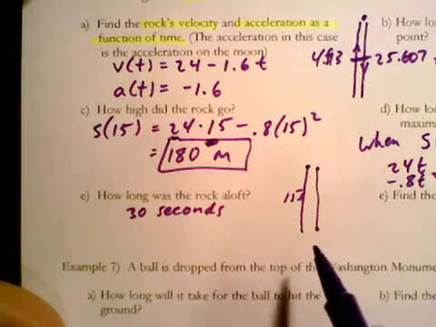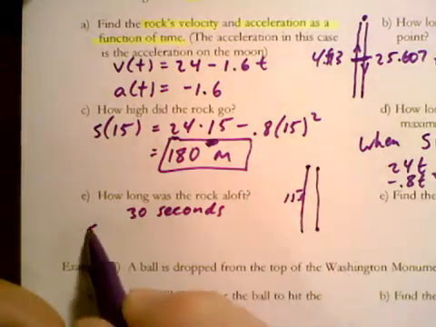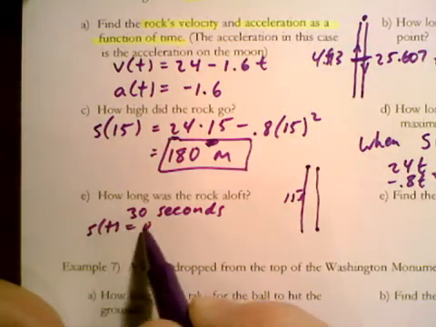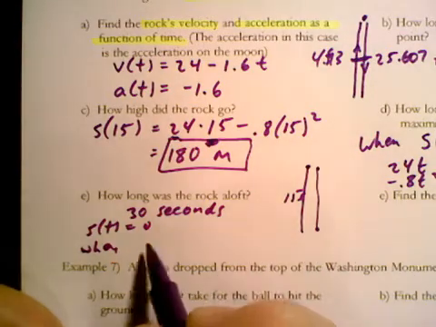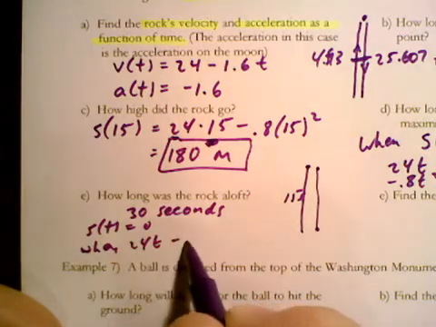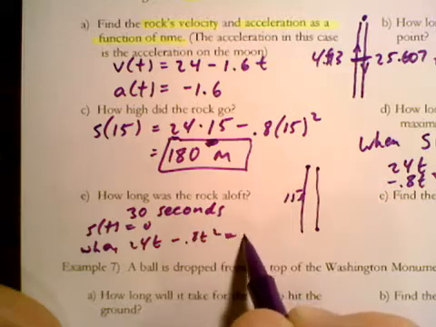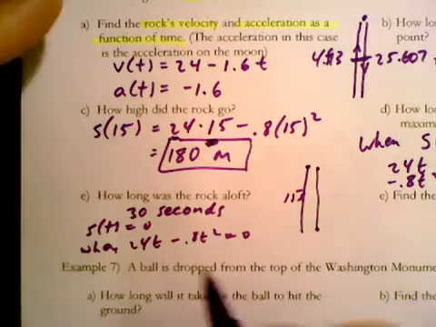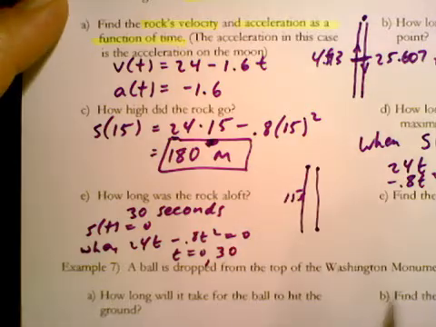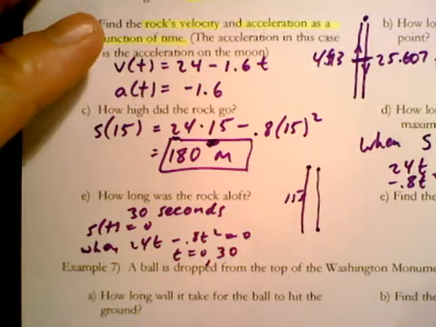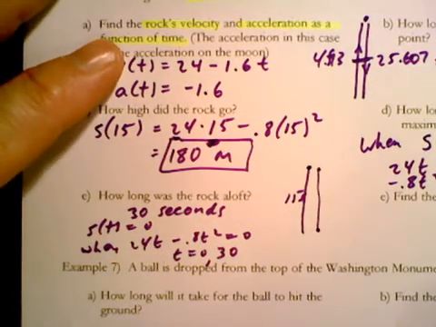Okay. So when the position is 0, S of t equals 0 when 24t minus 0.8t squared is equal to 0. So we can solve that for t, and we would find that t equals 0 and t equals 30. Okay. And then the rock's speed when hitting the moon.